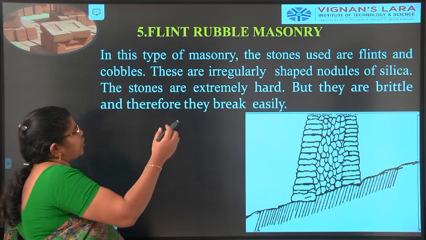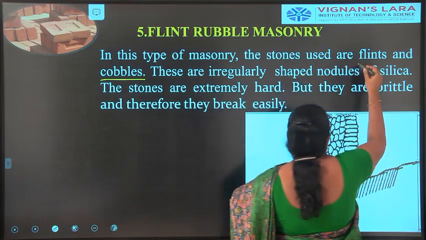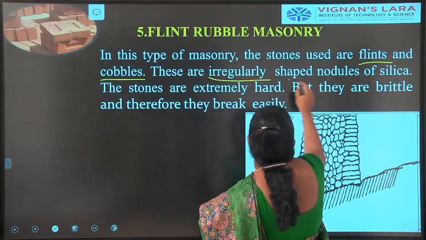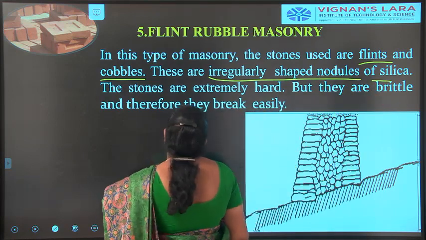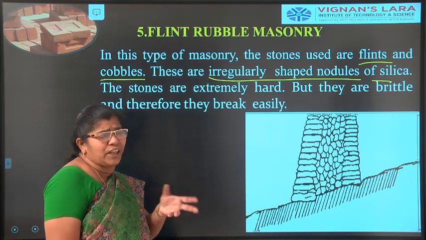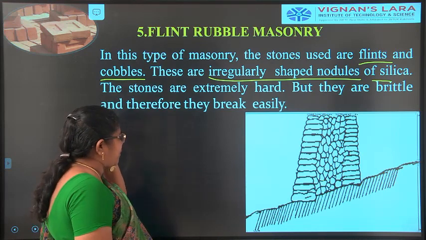So the stones are used with cobbles, that is, cobbles are bigger in size than pebbles, and they are irregularly shaped nodules of silica. The stones are extremely hard, but they are brittle, and they are not able to deform. They are brittle and they break easily.